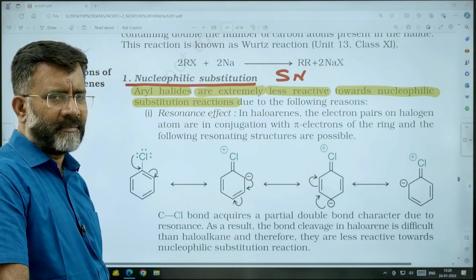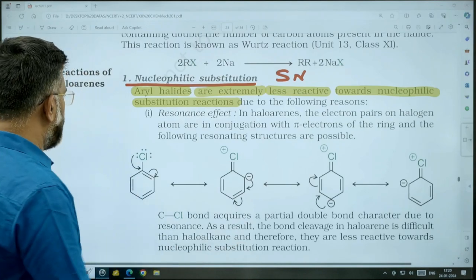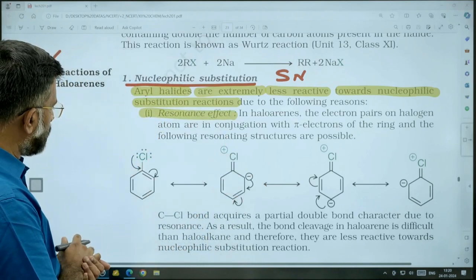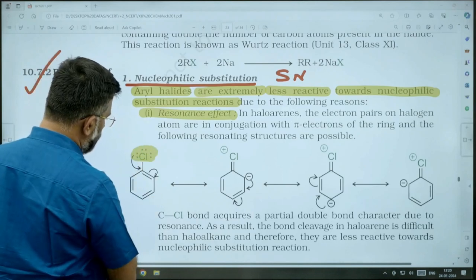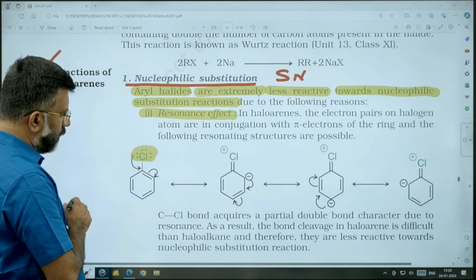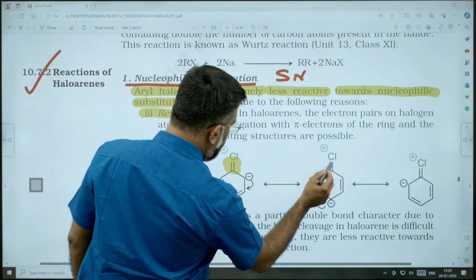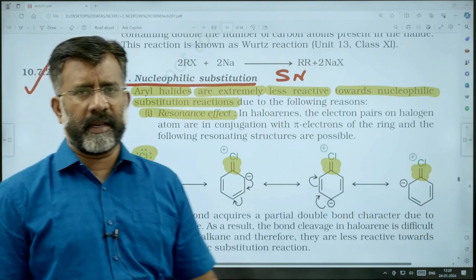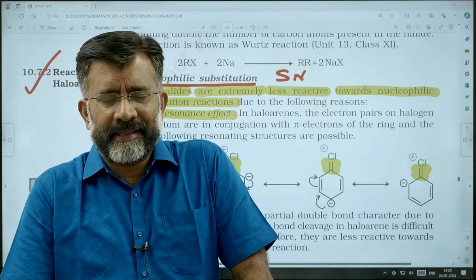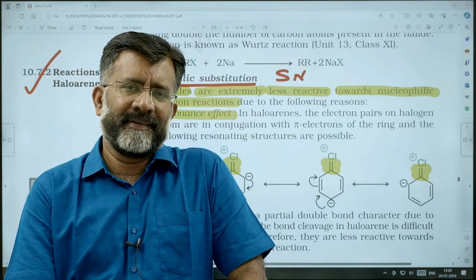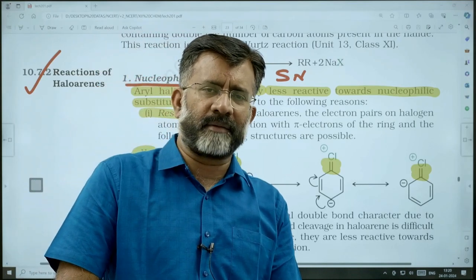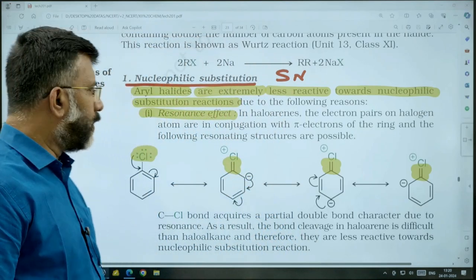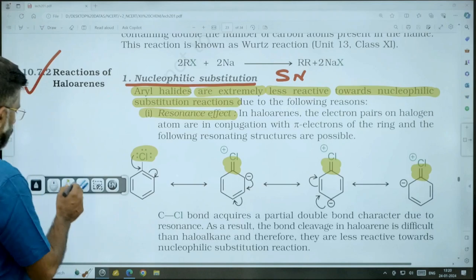Why? Multiple reasons. Reason number one, resonance effect. You can see the resonance effect in chlorobenzene, for example. The lone pair of electrons from chlorine is involved in the +R effect, due to which there is a partial double bond character between carbon and chlorine. So it is not easy to break that carbon chlorine bond, because of the partial double bond character due to resonance. So you can't break it easily.